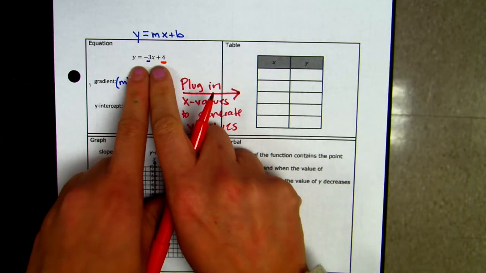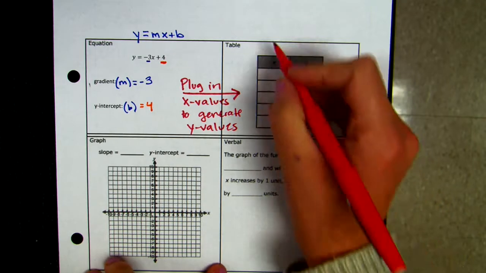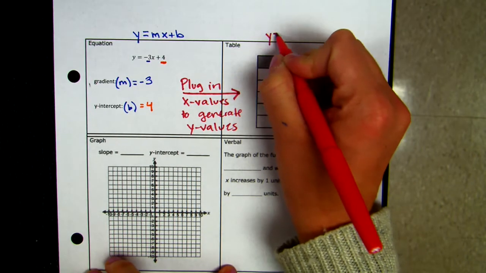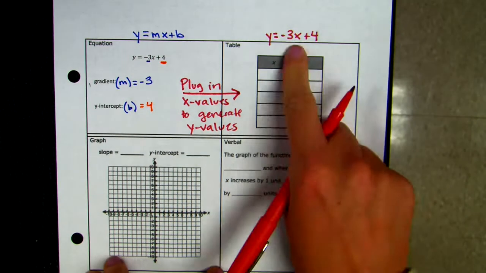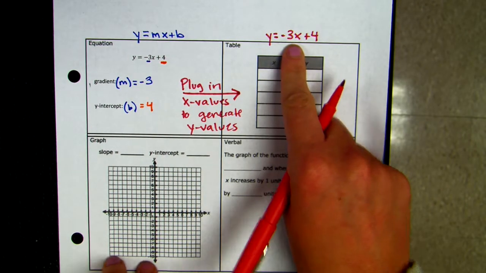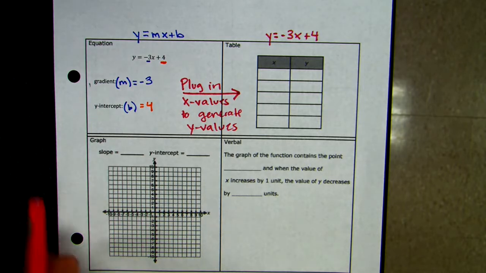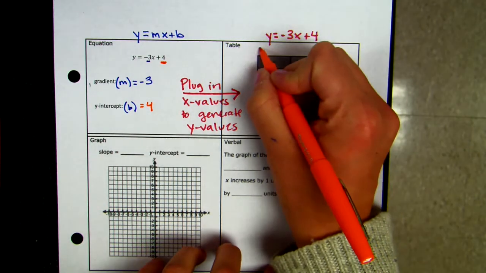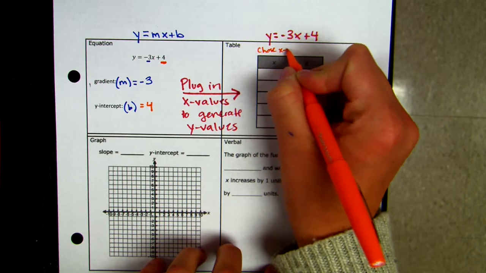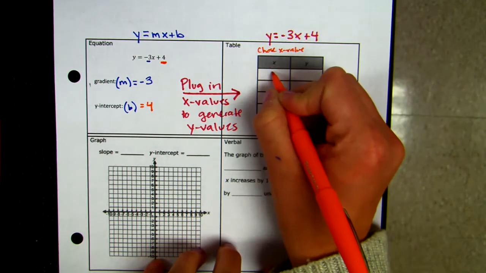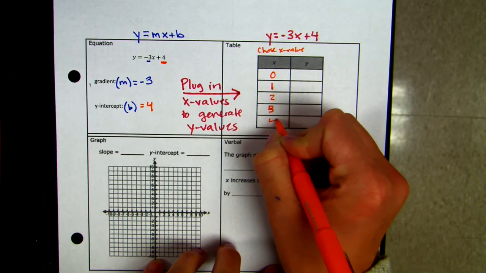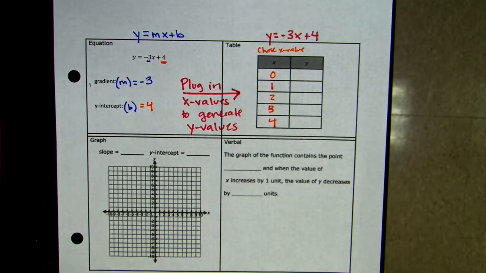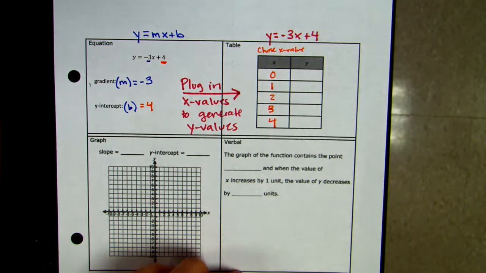We're going to be using our equation right here. I'm going to rewrite it at the top. It's y equals negative 3x plus 4. Okay, so that's the equation that we're using for this linear function. Now for your x values, you can choose whatever you want. I always just do 0, 1, 2, 3, 4. But you could make them 8, 10, 12, whatever you want. I always do 0 through 4 though.